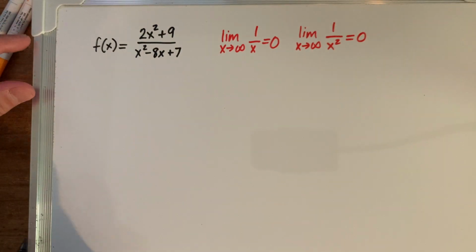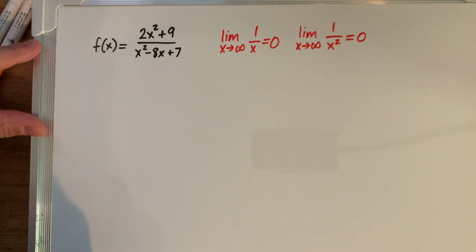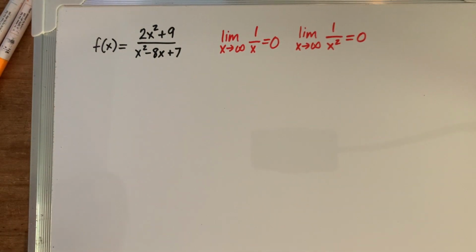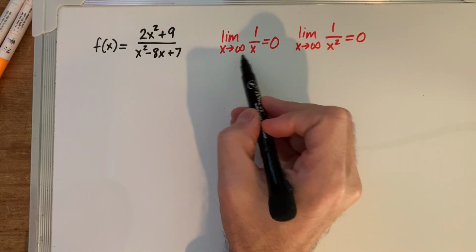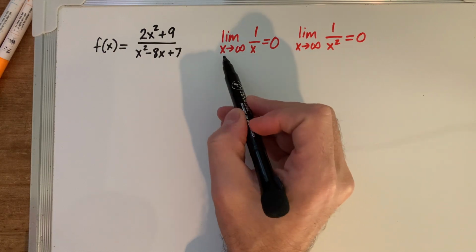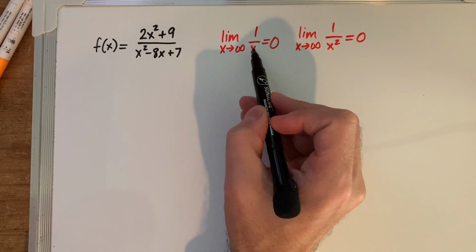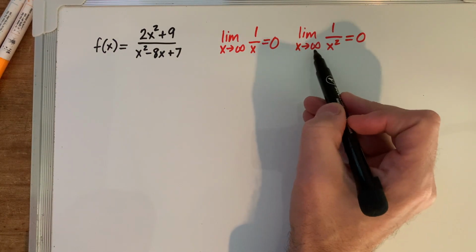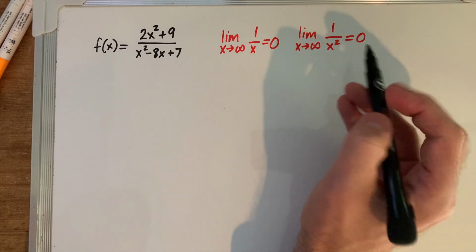Got my whiteboard out here and ready to look at this function f of x. It equals (2x squared plus 9) over (x squared minus 8x plus 7). And we're reminded of these two facts here, that the limit as x approaches infinity of 1 over x is 0. The limit as x approaches infinity of 1 over x squared is 0.